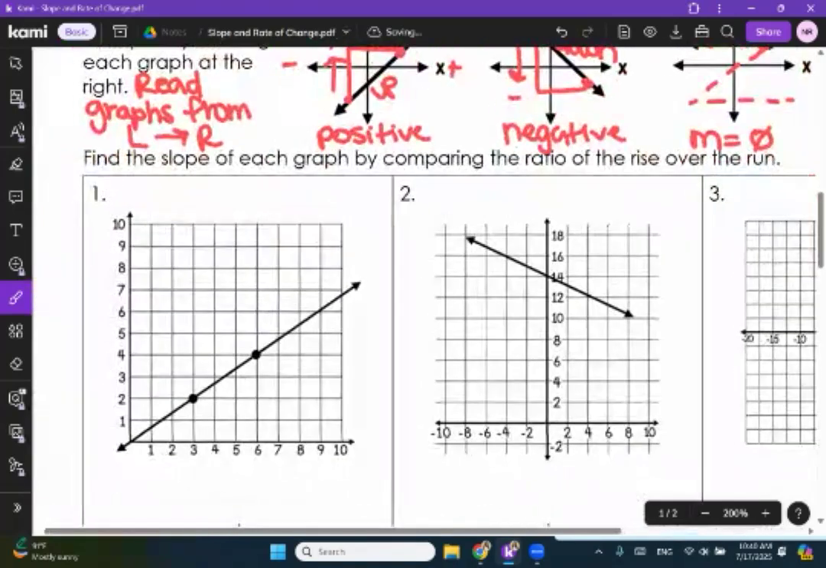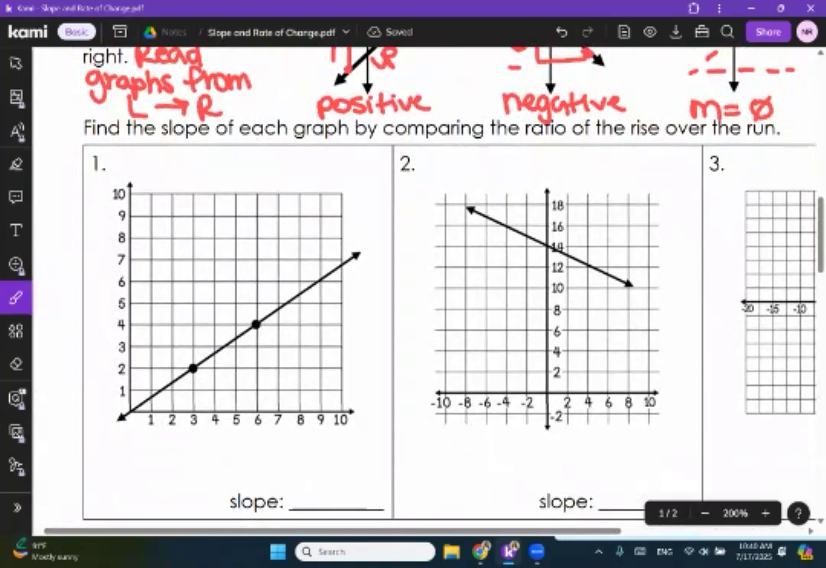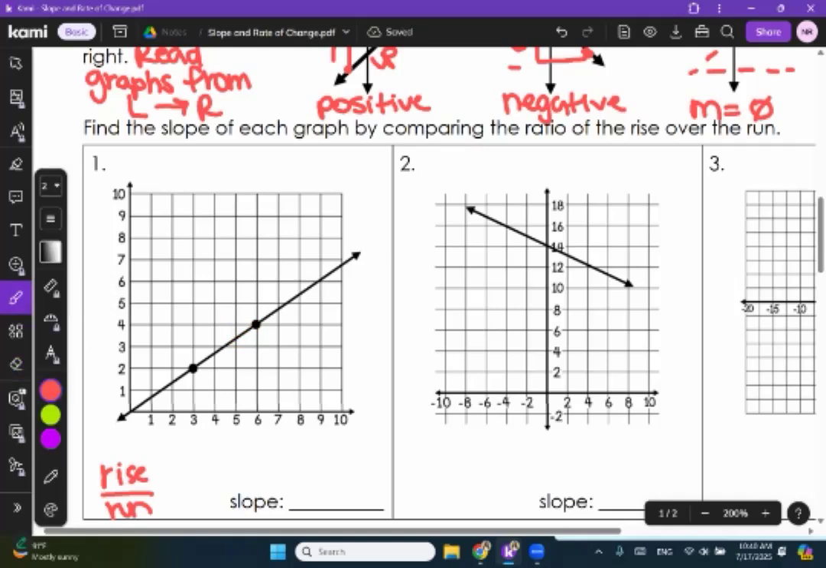So it says here, for numbers 1 through 3, find the slope of each graph by comparing the ratio of rise over run. Okay, well, rise is the amount of boxes that you go up. Run is the amount of boxes that you go across. Now, boxes do not have to be a whole box in order to count. You can have part of a box, okay? Because notice here, this line is slicing through this whole box, but it still counts as a box. And you want to count the boxes, don't count the lines, count the boxes.